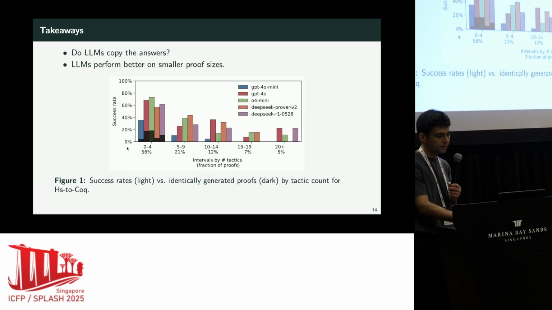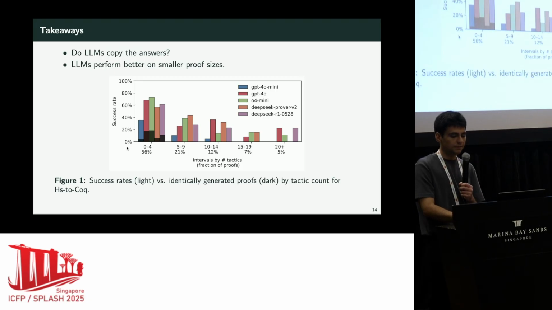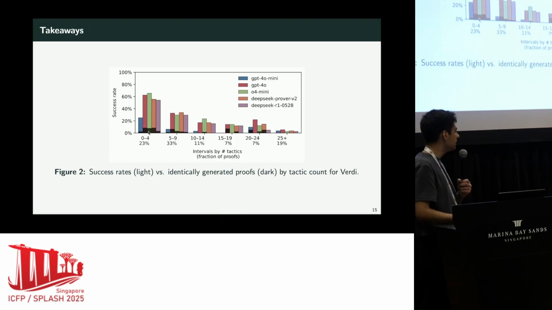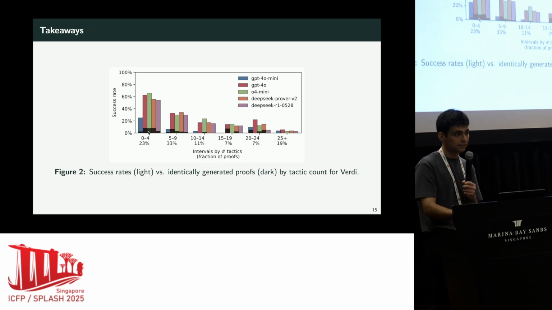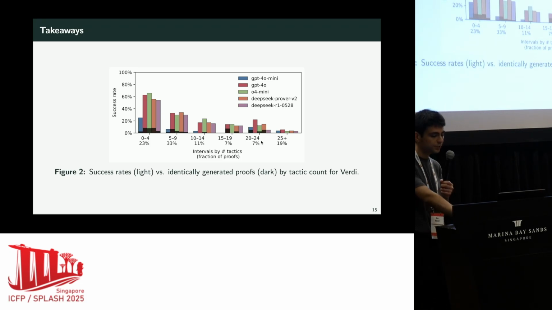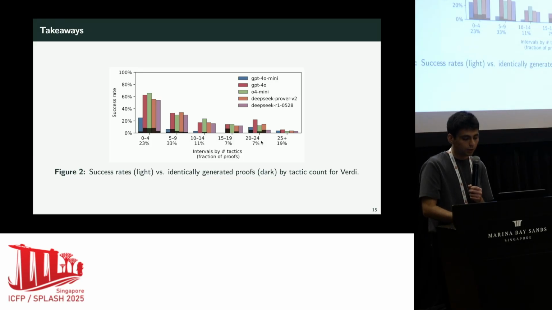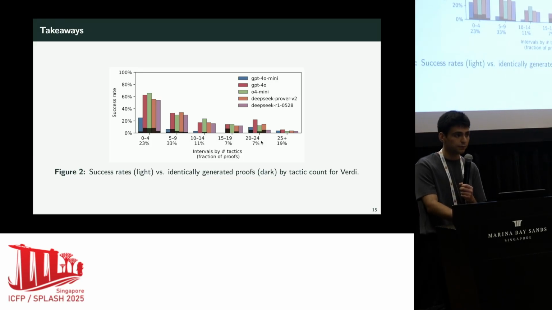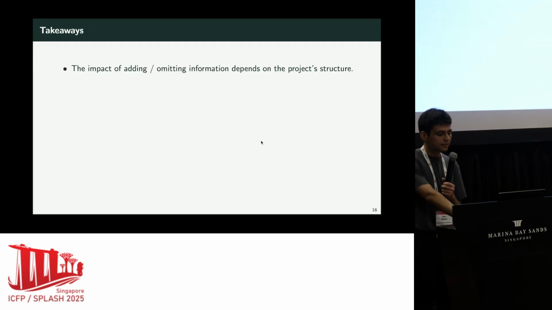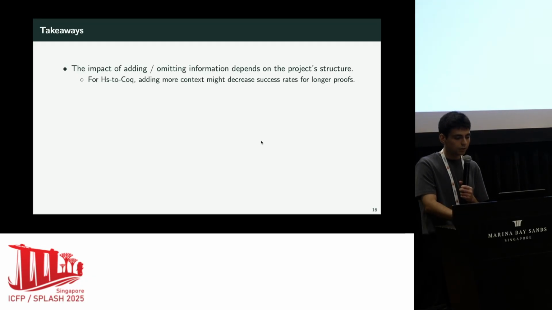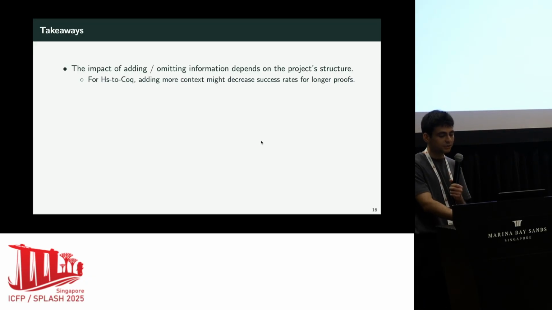Another takeaway here is that LLMs perform better on small proof sizes, but I would just want to show you Verdi right now, where you can see that still for a lower number of tactics, the LLMs have generated the exact same proof, which is expected, but it has also generated exact same proofs in longer ones, like proofs involving 15 to 19 tactics or 20 to 24. Another takeaway is that the impact of adding or omitting information depends on your project structure. So, for example, one really interesting thing is for hs-to-coq, if you add more context, it actually decreases the success rate.